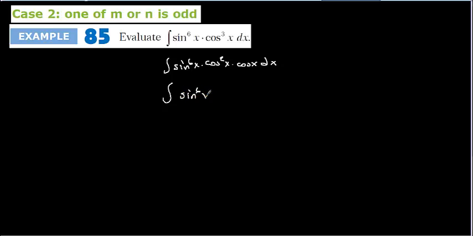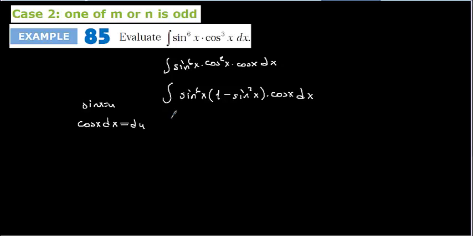Instead of cosine squared, I'm writing 1 minus sine squared times cosine x dx. Now I have cosine x dx. That's why sine x is going to be u. The derivative gives cosine x dx equal to du.